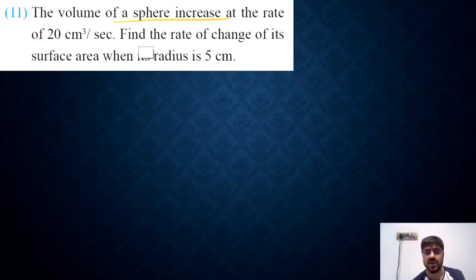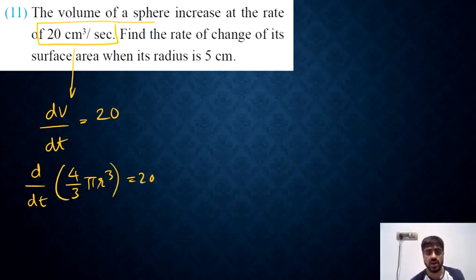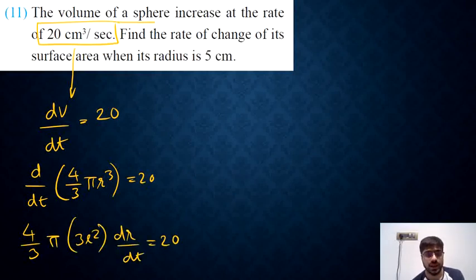The volume of a sphere increases at a rate of 20 centimeter cube per second. So what they have given us is dV by dt, which is 20, and the volume of a sphere, we can write V as 4 by 3 pi r cube. So 4 by 3 pi comes out common, and then you will have 3r square dr by dt. This should be equal to 20, and find the rate of change of its surface area, that is find dA by dt when the radius will be 5.